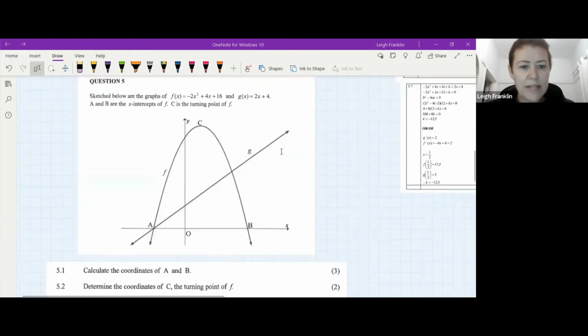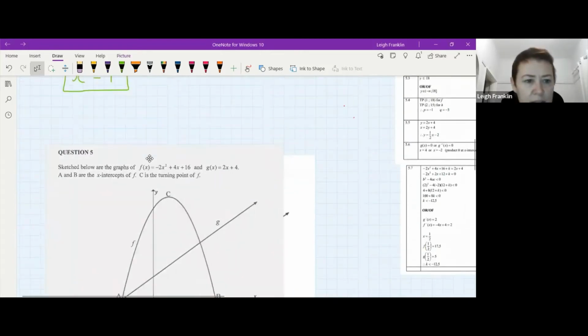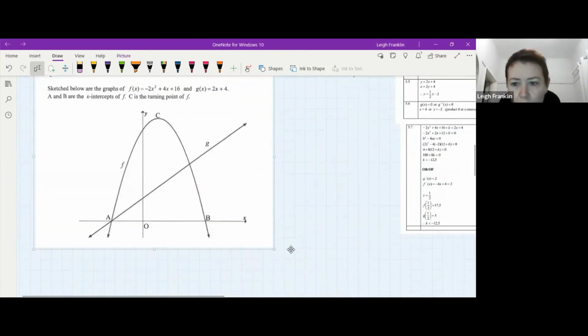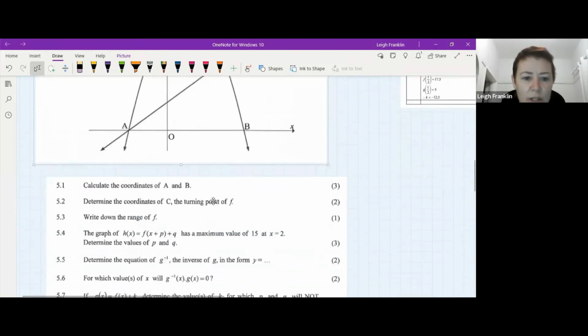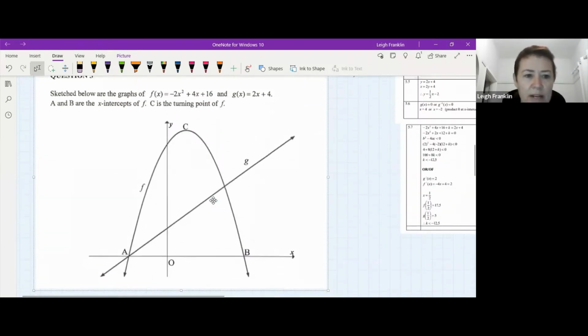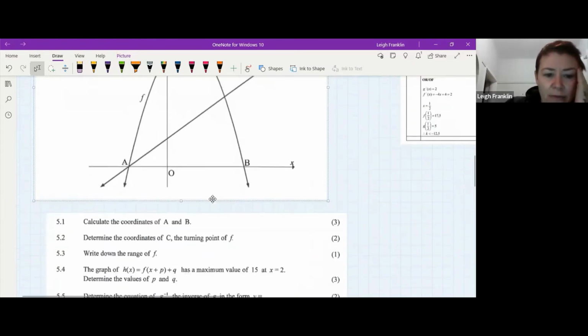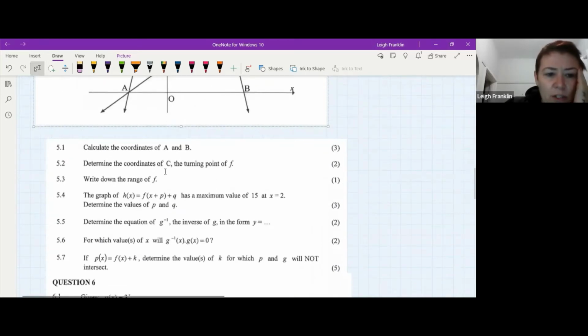All right, now the second question that I'm going to do with you is this one on the parabola, because it's also got some inverse questions to it. What they've given us here is a parabola, f of x equals -2x squared plus 4x plus 16, and the straight line, g of x equals 2x plus 4. They've told us that A and B are the x-intercepts of f, and C is the turning point of f. The first thing they want us to do is calculate the coordinates of A and B.